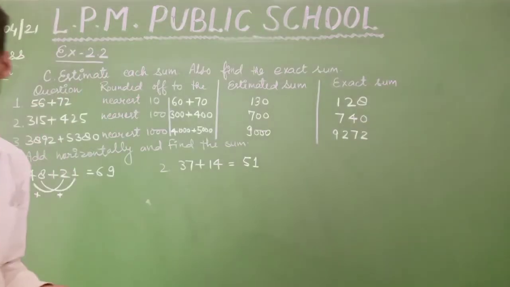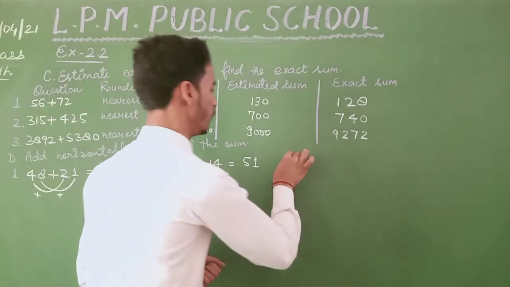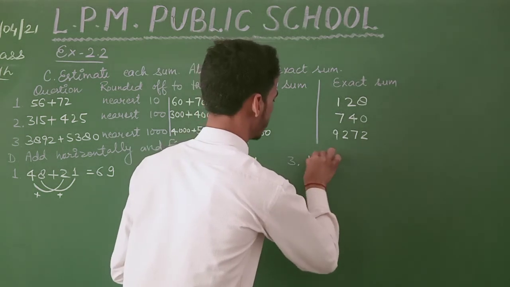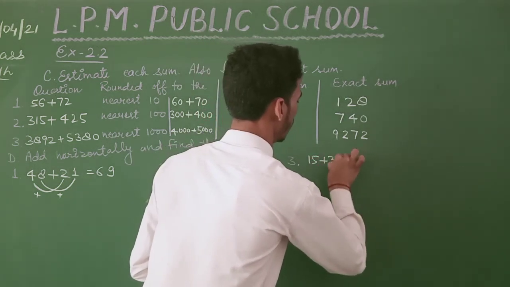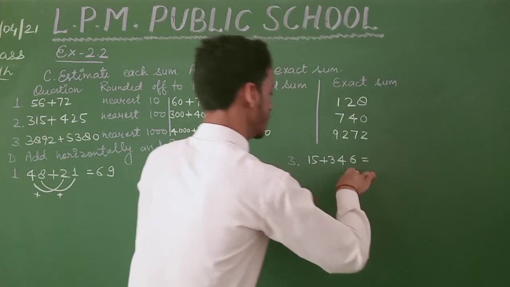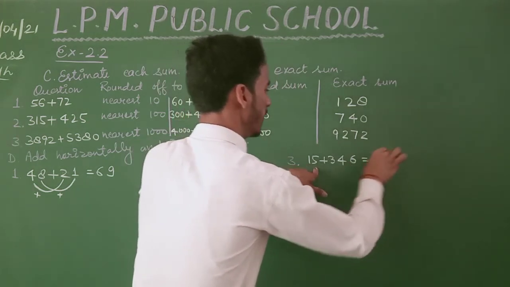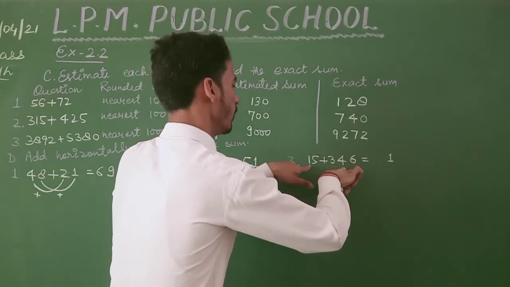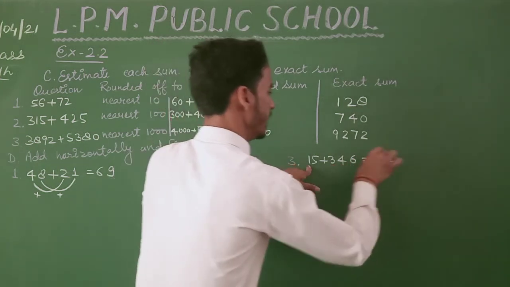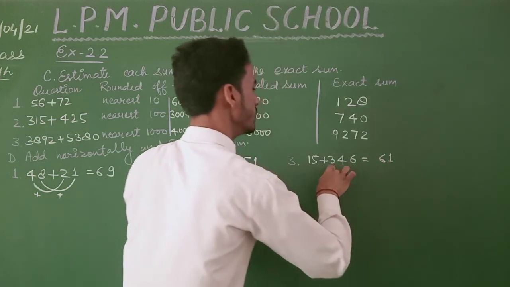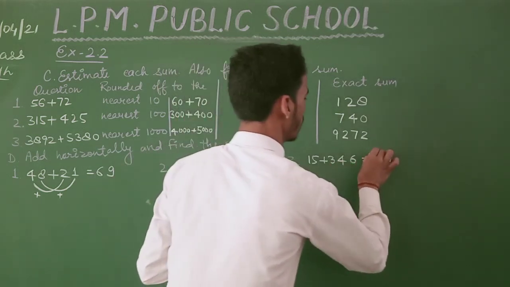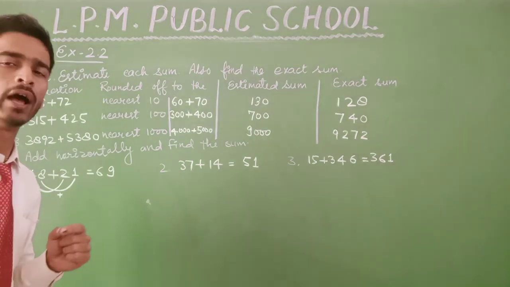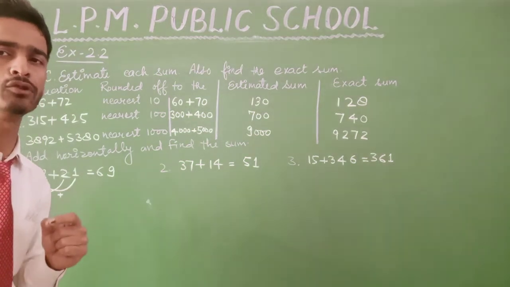The next question is 15 plus 346. Firstly, we have to add the ones. 5 plus 6 is 11, 1 carry, and now we have to add the tens. 4 and 1, 5, and 1 carry, 6, and now there is 3. Okay, that is 361. And now you have to solve all the remaining questions.